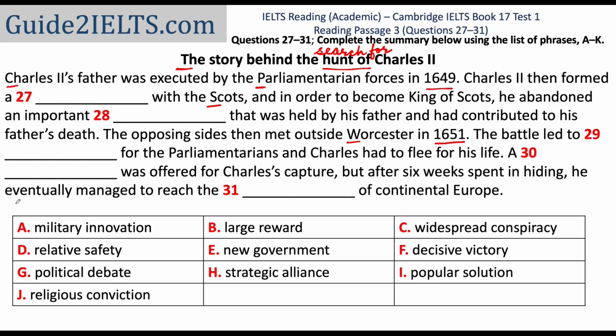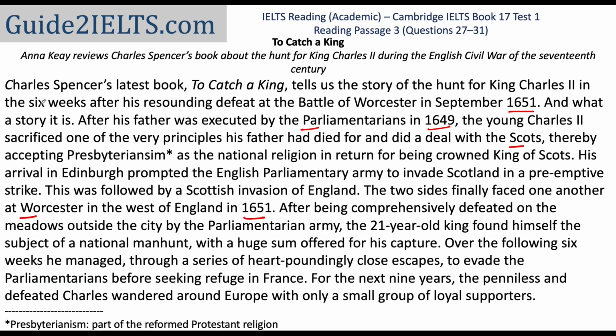So what I have to find is, what did Charles II form with the Scots? Because of this before the blank, I know that I'm looking for a noun, and in the passage, the noun may have before it. In the passage, I found almost the exact first sentence from the question. After his father was executed by the parliamentarians in 1649. Later in the same sentence, Scots are also mentioned.